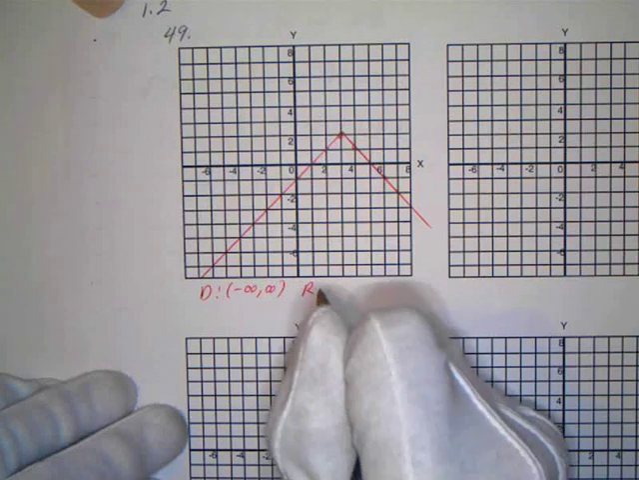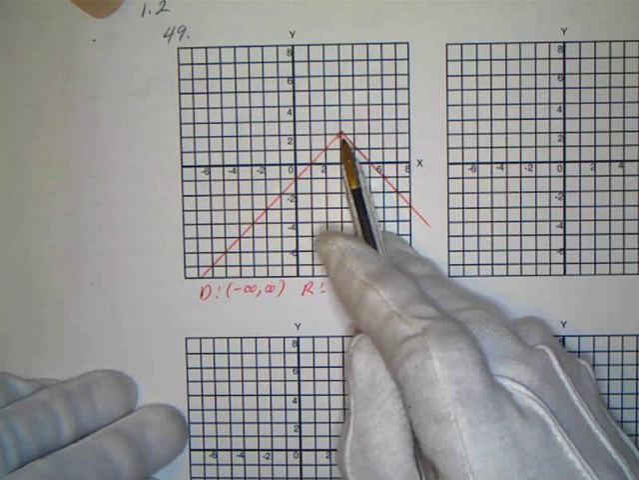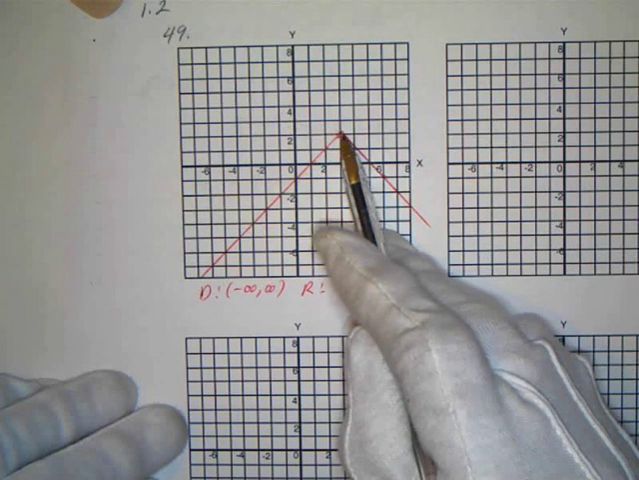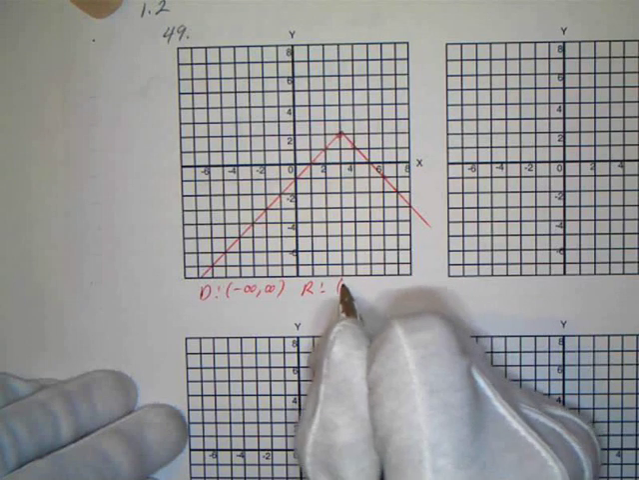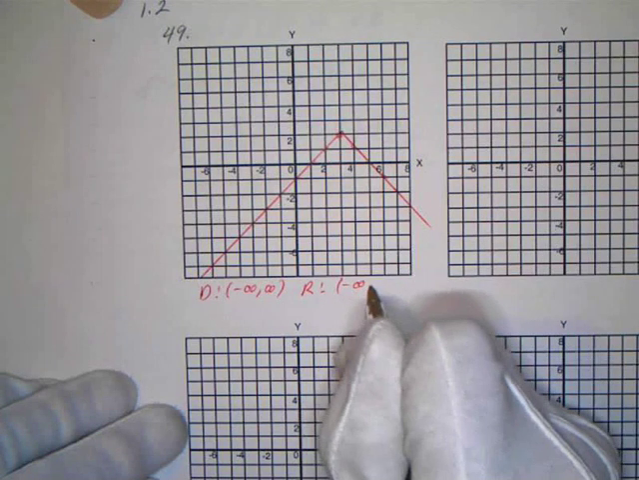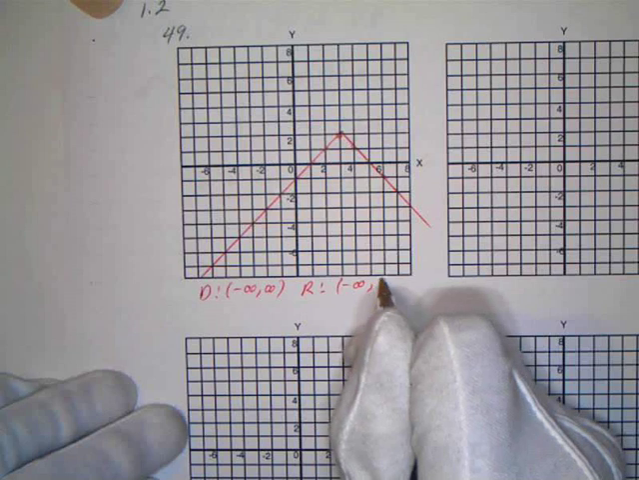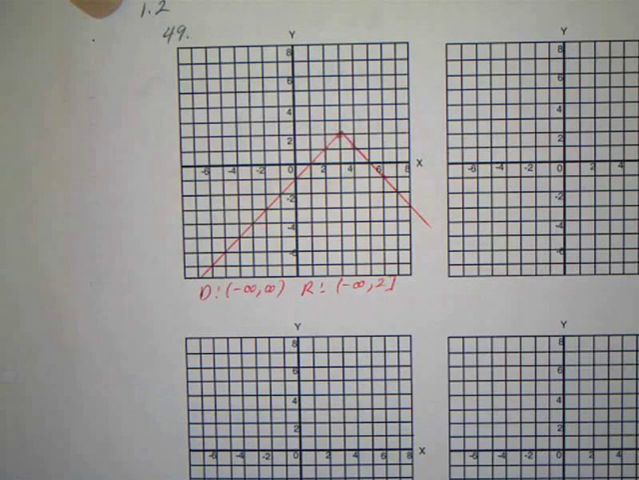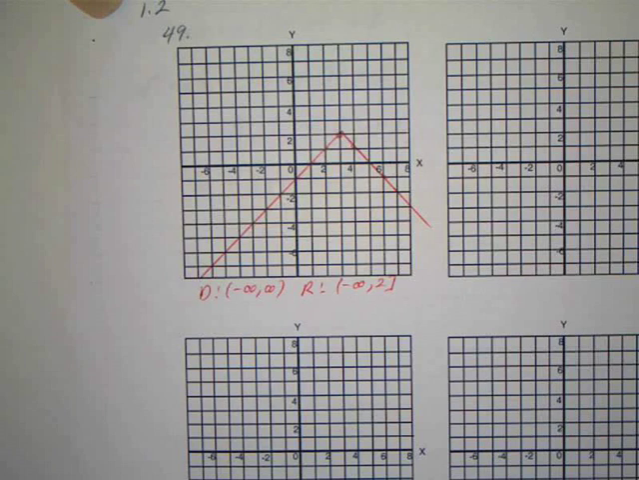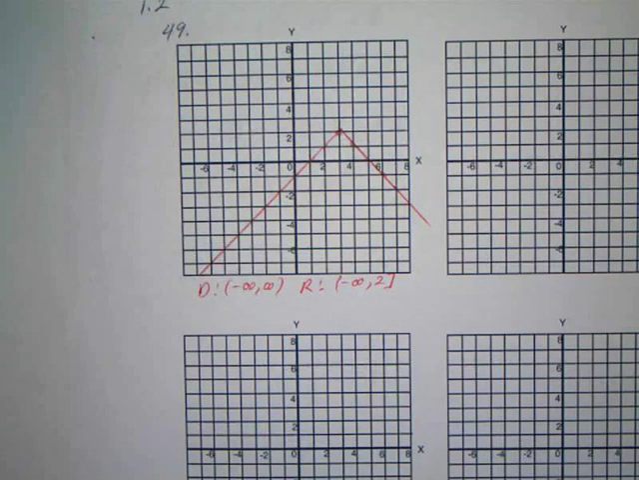And the range, well, it looks like it's going to be 2 or smaller, so that would be negative infinity all the way up to 2 and including 2. So there you go for 49. Okay, negative infinity to 2 and all real numbers. So that's not too bad. Okay.